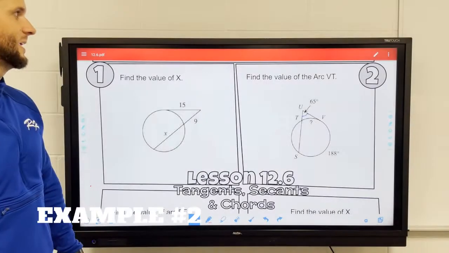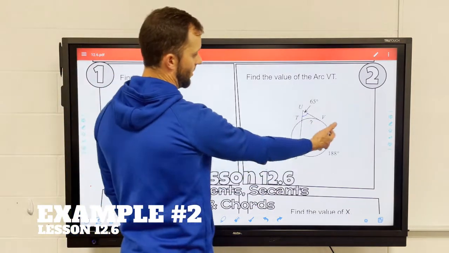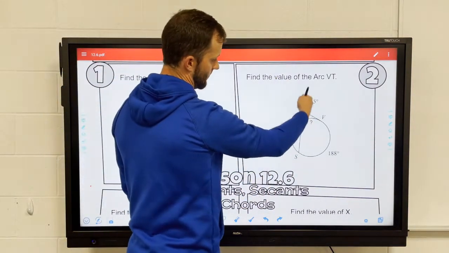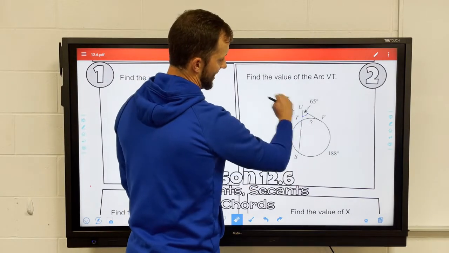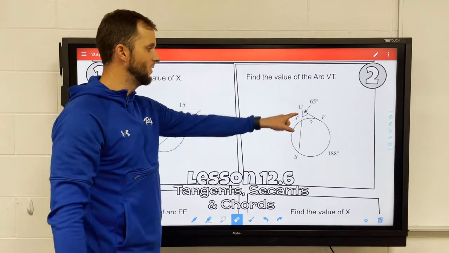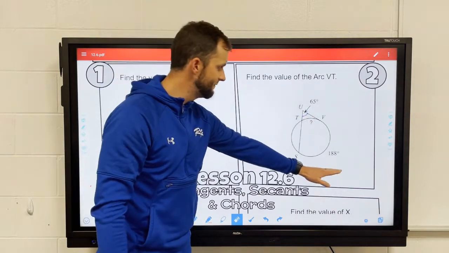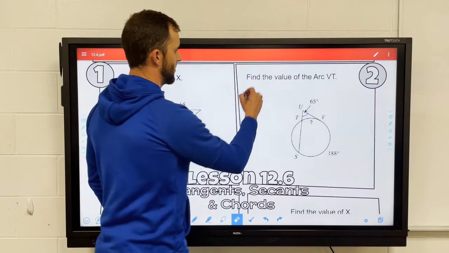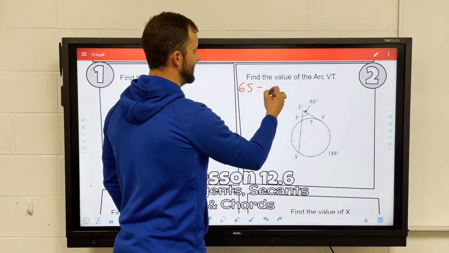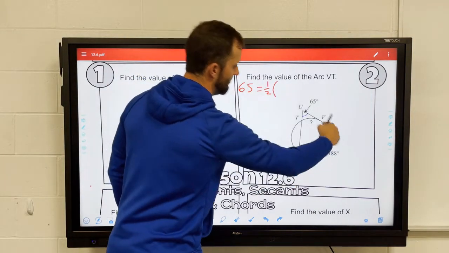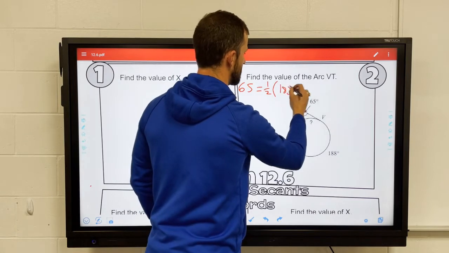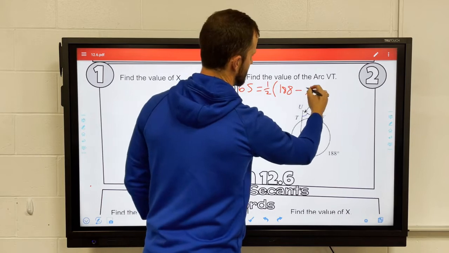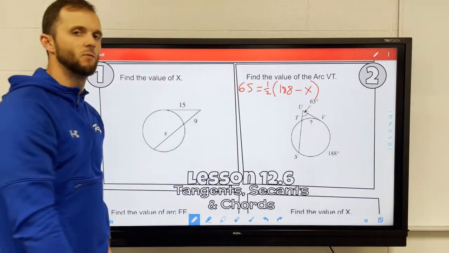All right, so now on example number 2, we need to find the measure of arc VT. Okay, so again, I have a secant line going through, and then I have a tangent line. So I know to find the value of this angle, I would take the difference of the two arcs and take half of it to give me 65. So I know 65 is going to be equal to 1/2 of my big arc, which is 188, and then I'm going to subtract what this is. So I'm just going to represent it as x.